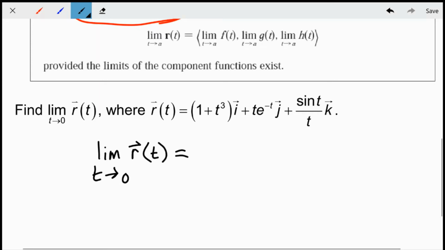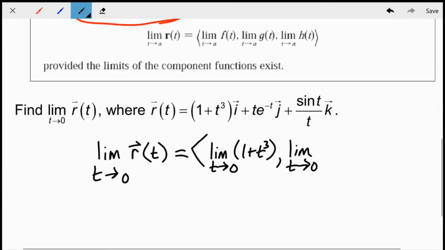All I would do is essentially, for the I component, I'm taking the limit as t approaches 0 of 1 plus t cubed. For the j component, I'm taking the limit as t approaches 0 of t e to the negative t power. And for the k component, I've got the limit as t approaches 0 of sine t over t.